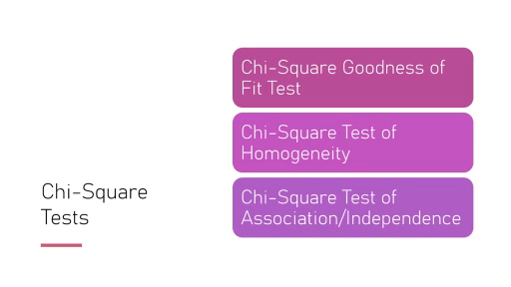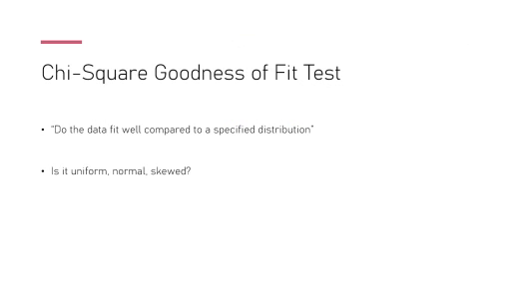Each section is going to go over one of them, and they all use the same process, but they don't find the same thing. They all find something different, but it's essentially the same formula that you use over and over again. So we're looking at the first one, the chi-squared goodness of fit test.